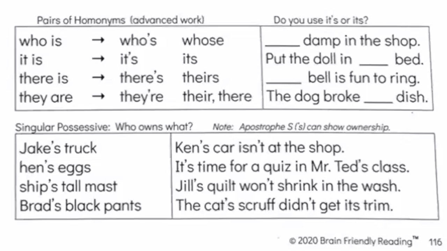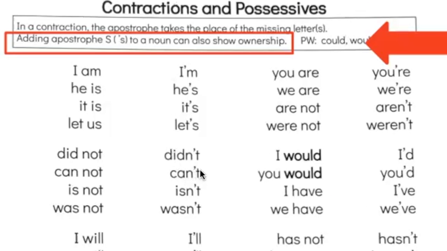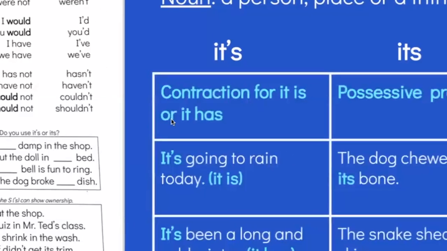It's important to teach the difference between its with an apostrophe and its without apostrophe. So while we use apostrophes to show ownership for nouns, we don't for personal pronouns like it, her, his, my, and our. Using the word it's with an apostrophe, that is a contraction for it is or it has. And that is covered in the top section of this page. So you would teach that contractions part before you would teach the possessive part.